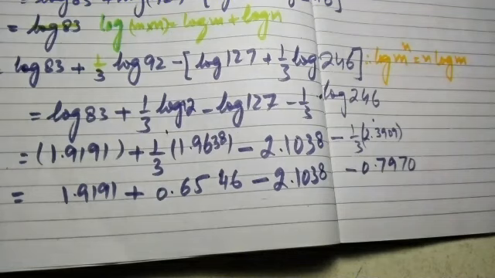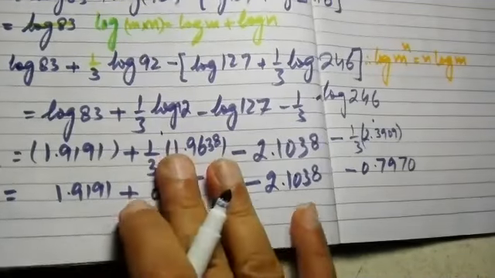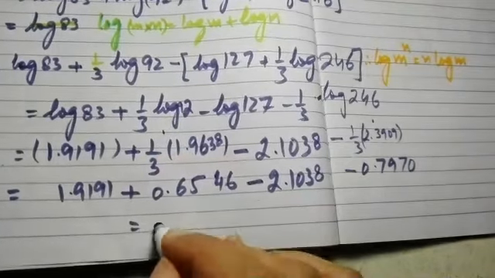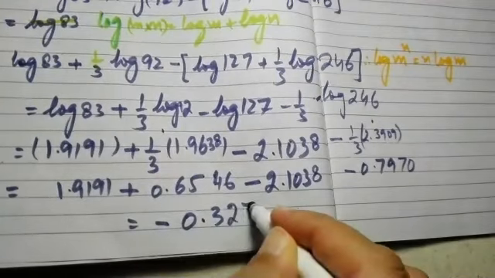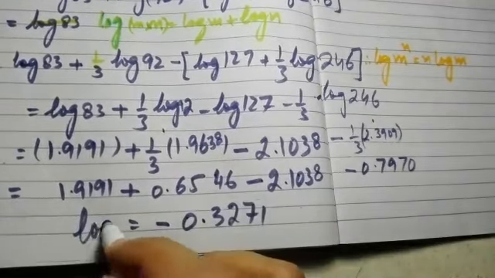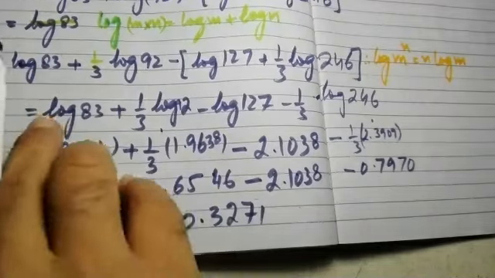1.9191 plus 0.6546 minus 2.1038 minus 0.7970. So the single answer will become, this is equals to minus 0.3271. So this is equals to log x.